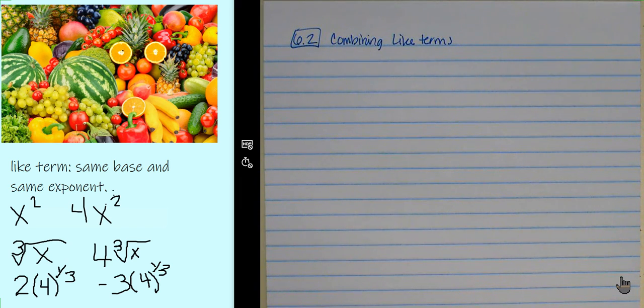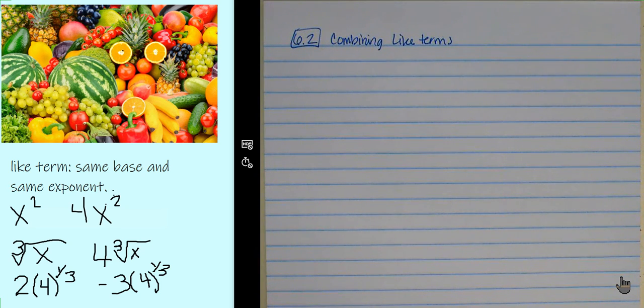So I just want to go through some examples with you to make sure you can tell what the coefficient is and what the base is and what the exponent is. So you can see that I've got a big picture of fruit, and I've got define like term: has the same base and the same exponent. And I have 3 examples already written down badly because writing on the little screen is hard.